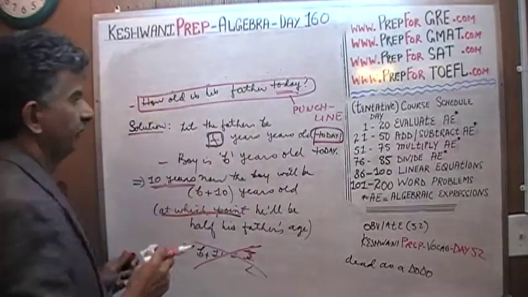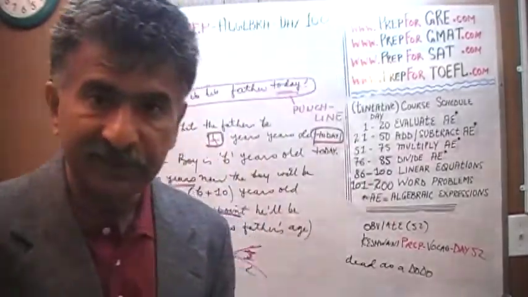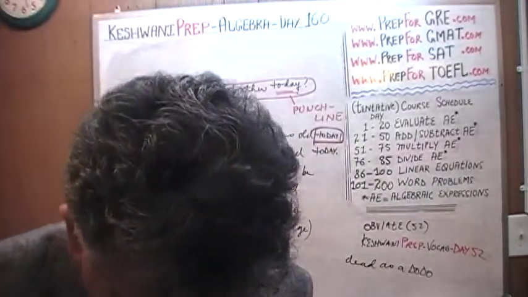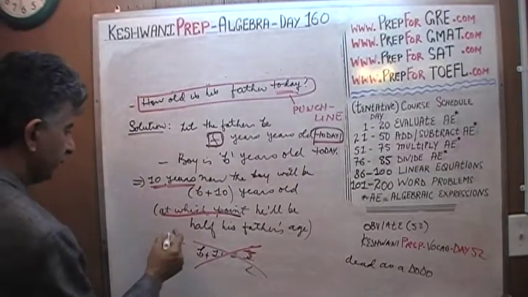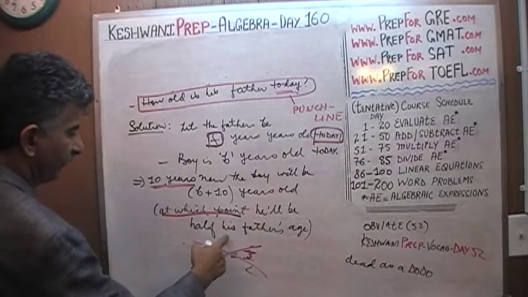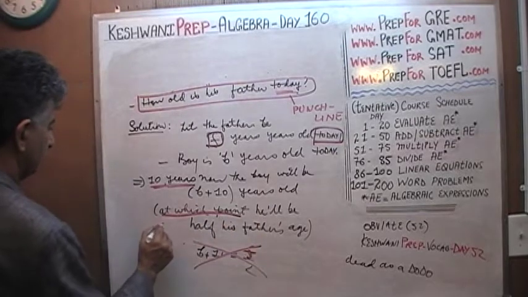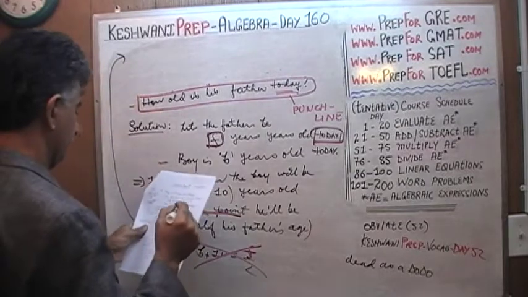I'm going to leave the punchline for the time being to remind ourselves what the unknown is. The unknown is f. It is the f that we're solving for. Everything else is known. Everything else is a known quantity. So let's continue this part here. At which point the son will be half as old as his father's age. Continue up here. This was the wrong word, so we're not going to worry about that.